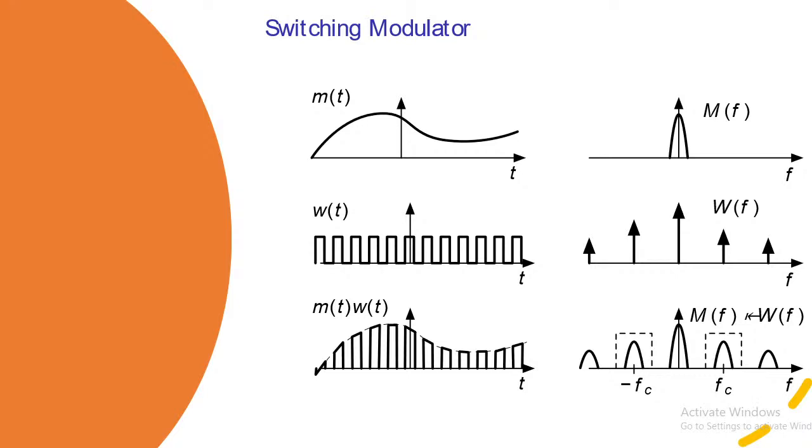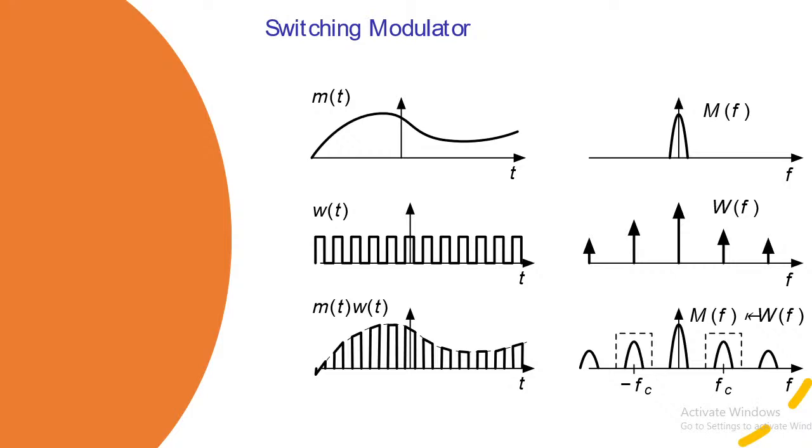That is the caveat. So that you take the message signal, then w(t) is a pulse train. Once it is a pulse train, you will get pulses at fc, 2fc, and so on. So everywhere you will get pulses in the Fourier domain. Then if you take the convolution of these pulses with M(f), what you will get is given at the bottom.